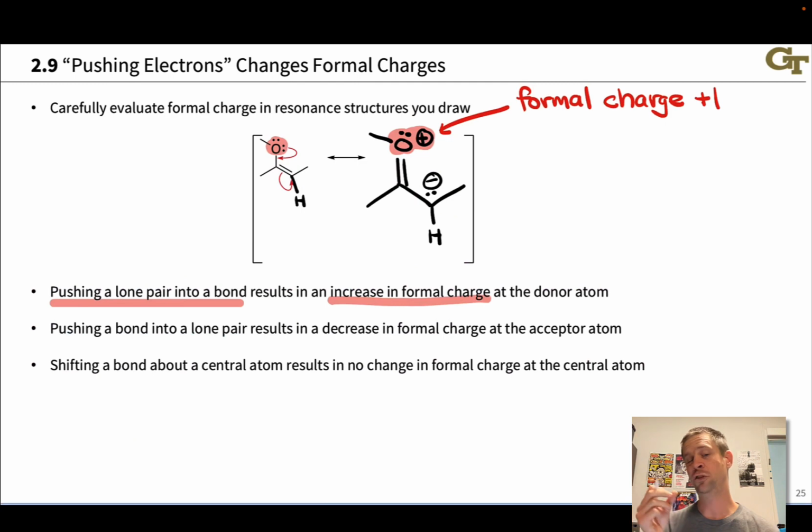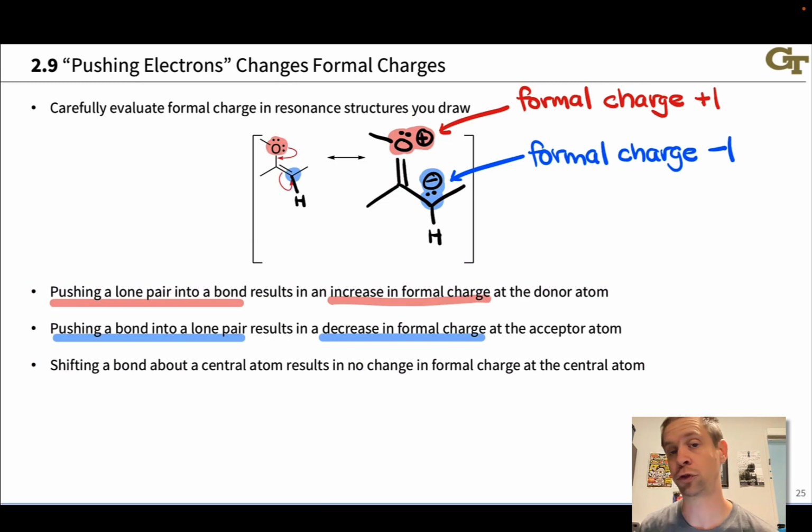Pushing a bond into a lone pair results in a decrease in formal charge at the atom that accepts the pair, which is this carbon right here in this case. So notice we go from neutral to negatively charged at this carbon. That acceptor atom has decreased in formal charge by 1 unit. And again, because of the way we calculate formal charge and account for electrons, pushing a bond into a lone pair on an atom will always result in a decrease in formal charge like this by 1 unit.